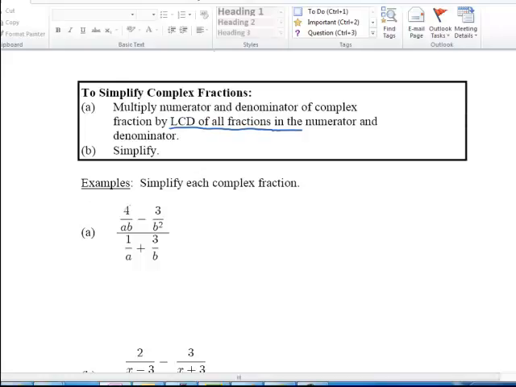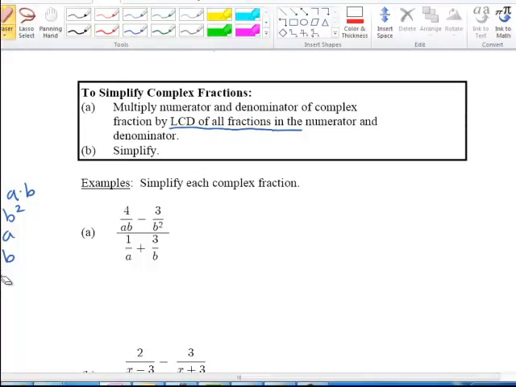So in this first example, the denominators are a times b, b squared, a, and b. So if we look for the least common denominator of those expressions, oh, sorry, I'm writing outside that window. If we look for the least common denominator of those things, we would need a factor of a, and we'd need two factors of b. So a b squared would be the least common denominator. So we're going to multiply by a times b squared in the numerator and in the denominator.